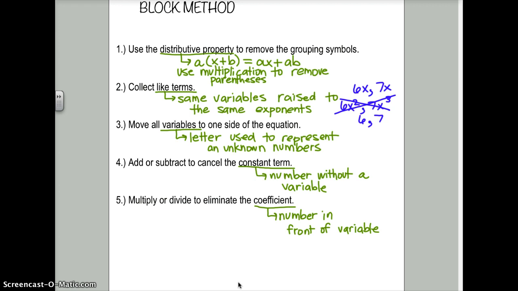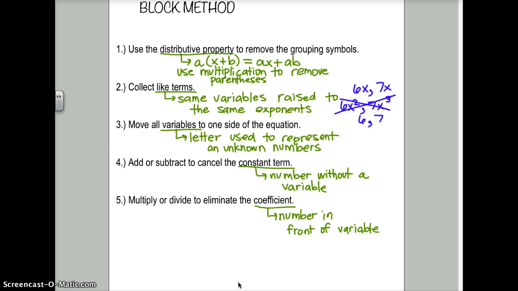You're kind of clearing the clutter. You move those parentheses. You get rid of those. You collect like terms. You're simplifying and slimming it down even more. All the variables on one side, great. You're grouping all of those together. Clearing the constant term out, great. Move it away from the variable. We want the variable by itself.